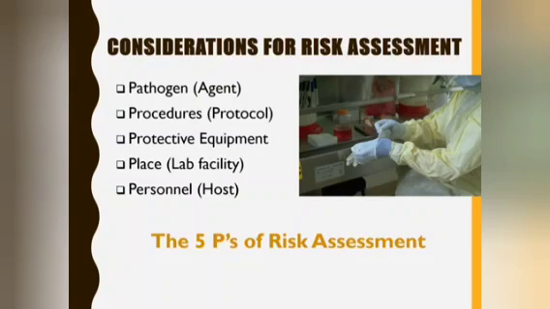Next is place or facility. This is often the area that can be changed the least. The facility is already in place. Note the cleanliness of work surfaces, directional airflow, segregation of more hazardous procedures, etc. And fifth, the personnel. This is associated with the people who will be performing the work. Health and immune status, proficiency and experience, training, education, attitude, and new recruits are the parameters to be considered.